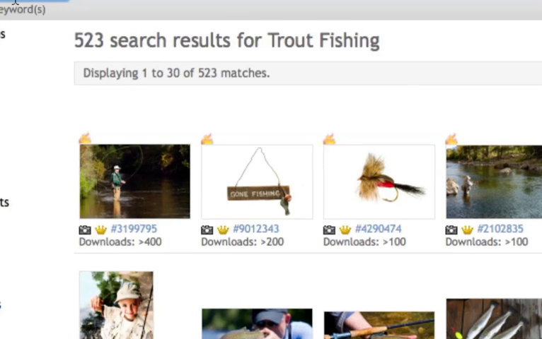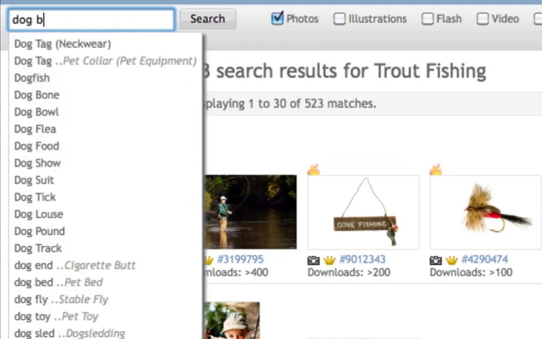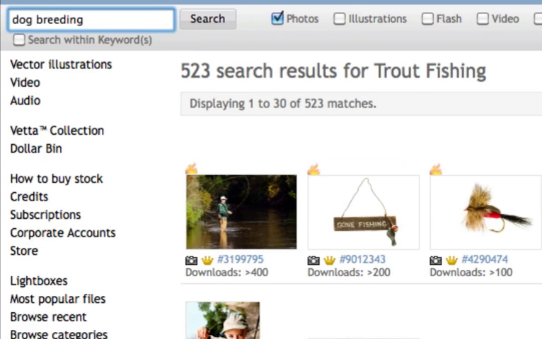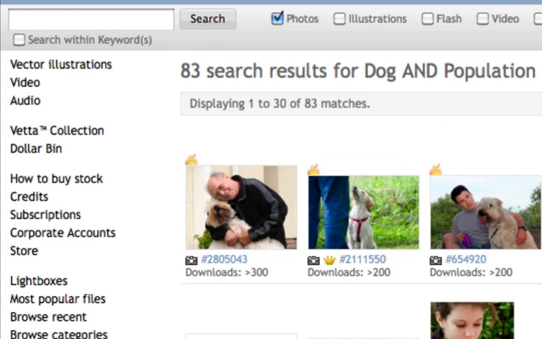Okay, let's try another market. We can try dog breeding and see what result we get. For dog breeding you see that there are only 83 search results. That means that the supply for dog breeding is 83 images. And then we can see here that the number of downloads is 300 for the most downloaded image. So that means that the demand is 300 in this case.